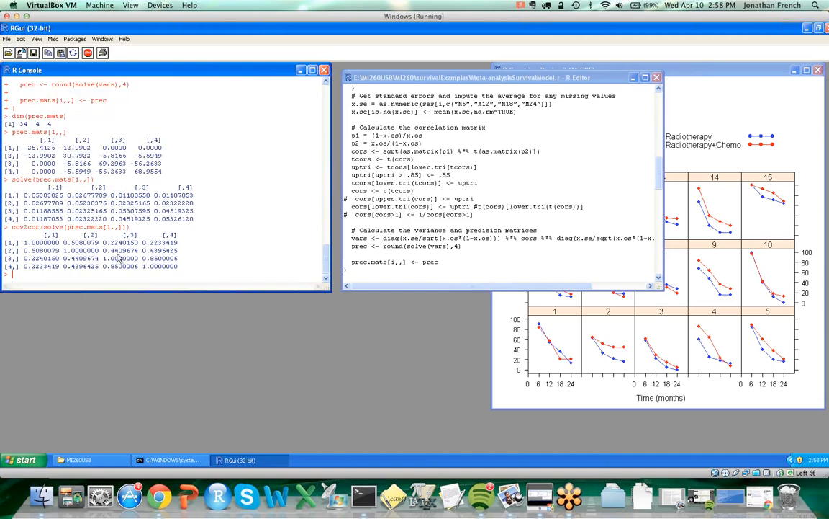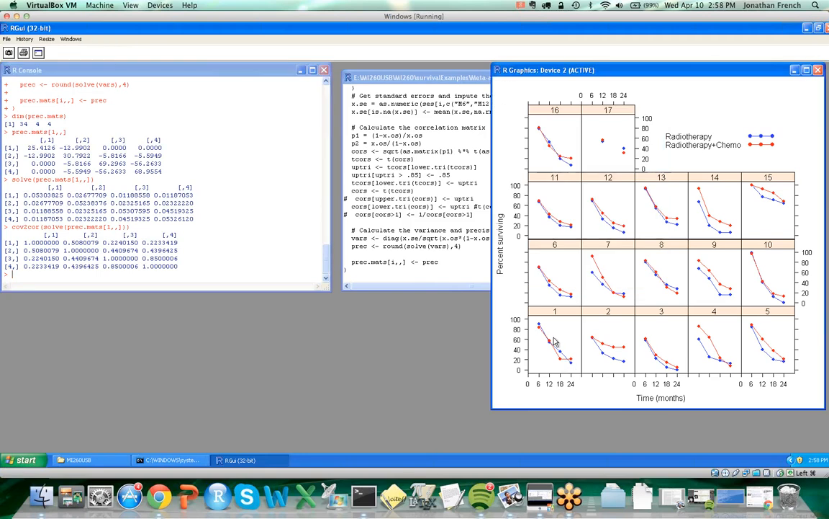Okay, so we can see here for treatment arm 1, which is the radiotherapy group in study 1, that is the blue observations here in this lower left-hand panel. The correlation between the first and second observation is about 0.5, between the second and third observations about 0.4, and between the last 2 observations is around 0.85.